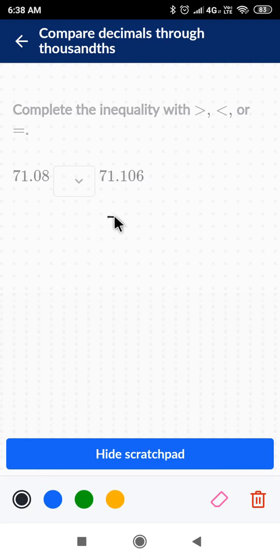71.08 and 71.106. Compare the first digit, same. Compare the second digit, same. In the third digit, 71.08 is smaller than 71.106. So the answer is smaller.